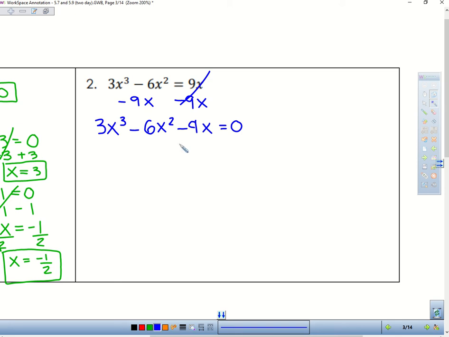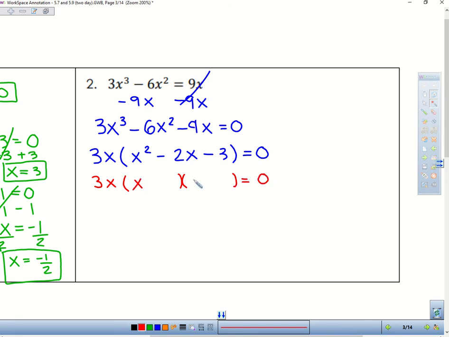What do you think? 3x. Good, 3x. We're going to take out a 3x, and that's going to leave me with what we have here. Okay? Now, you don't need to use the AC method here because there is no a term in front of the x squared, so you can just factor it as normal. So you're looking for factors of -3 that add up to -2. -3, and then 1. Very good, -3 and +1.